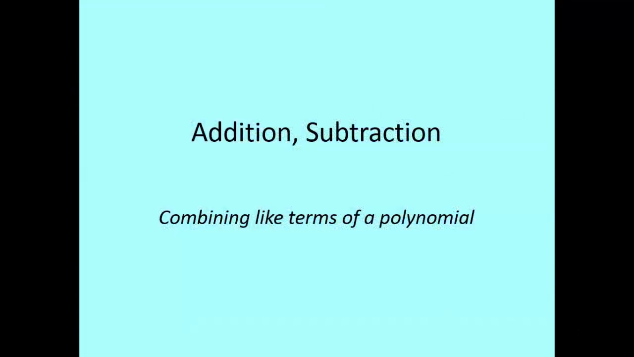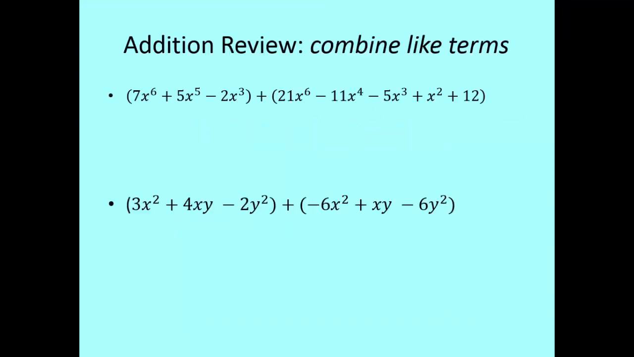Let's add and subtract some polynomials. Addition is really just combining like terms, and we've done this before. These may look a little longer than what we've done. The like term part has to do with this exponent and this variable. Make sure they both match to be like terms.